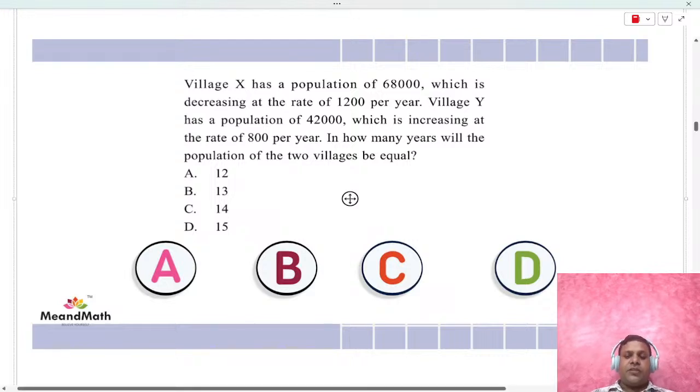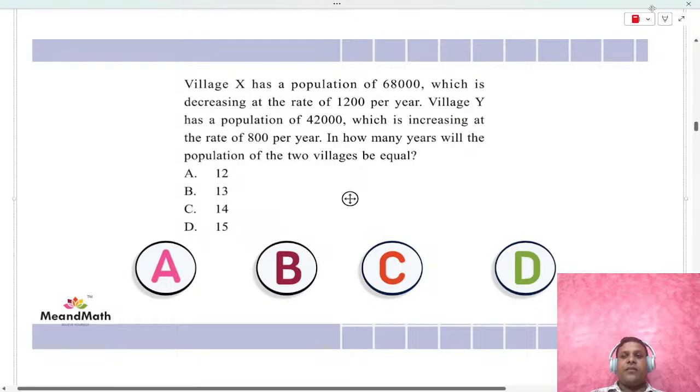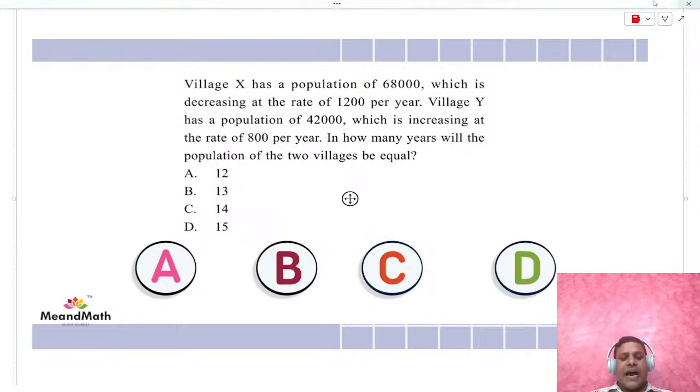Village X की population 68,000 है, Y की population 42,000 है. दोनों को इक्वल करना है. बस हमारा फोकस किस पे होना चाहिए? We have to equal both.